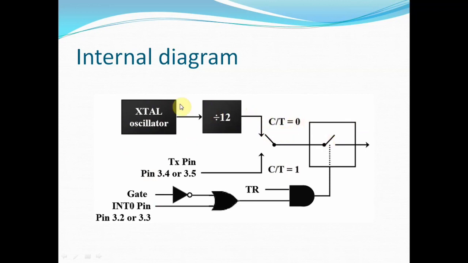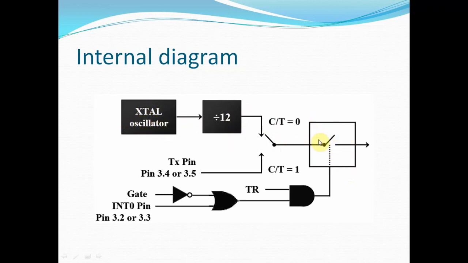So whenever you want to use the timer or counter in a timer mode, then you are going to put this setting, that is C/T bar equal to 0. At that time this switch will be connected over here and we are using the crystal frequency. So whenever we are using the timer mode, then actually we are using the internal oscillator or internal crystal frequency.